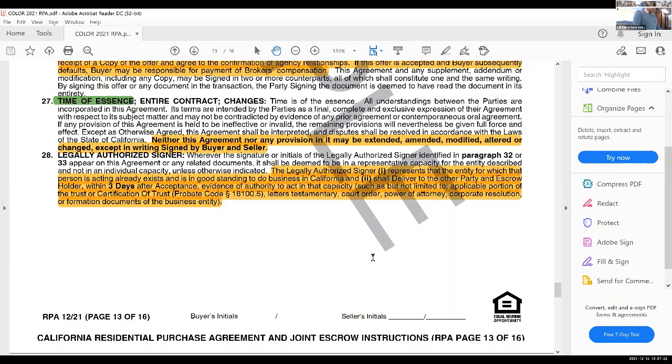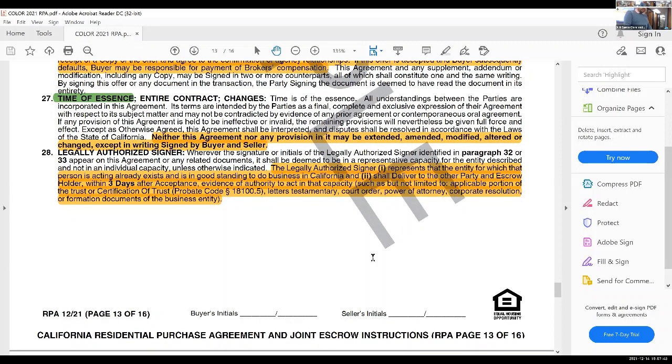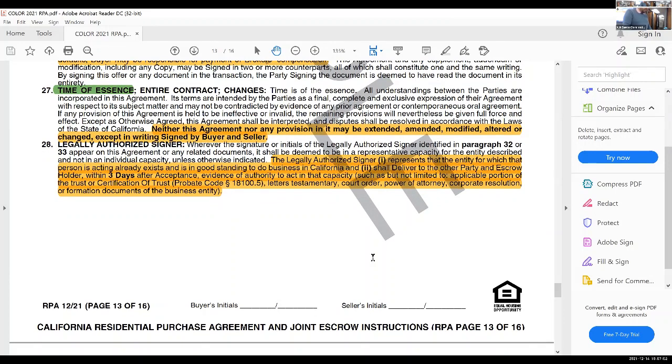Right, the legally authorized signers. Sometimes we're buying with trusts, making sure that the people that are signing are authorized to do so. But the legally authorized signer represents that the entity for which that person is acting already exists and is in good standing to do business in California. And they shall deliver to the other party and escrow holder within 3 days after acceptance the evidence of authority to act in that capacity.